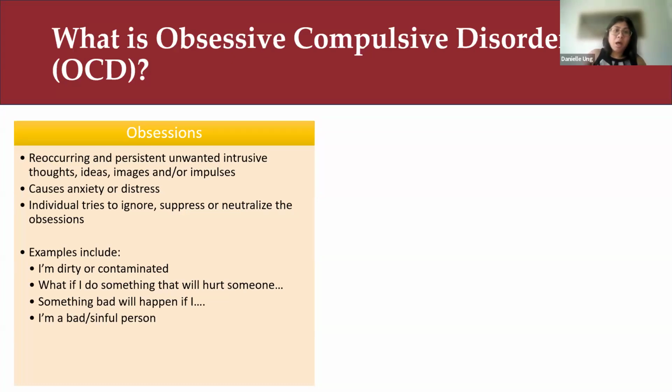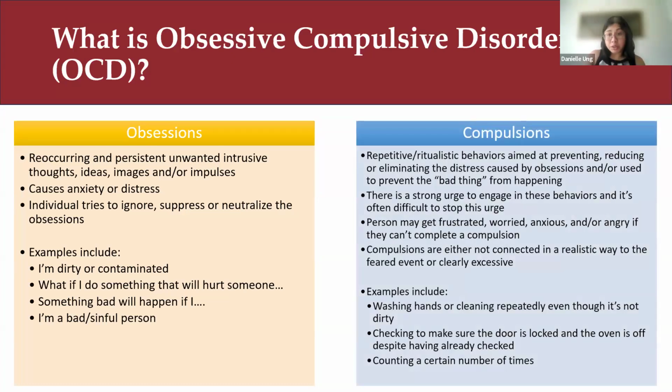Okay. The next thing we're talking about are compulsions. So compulsions are often in response to the obsessions, okay? They are repetitive, ritualistic behaviors that are aimed at preventing, reducing, or eliminating the distress that's caused by those obsessions, or they're often done to prevent the bad thing from happening. There's often a strong urge to engage in these behaviors, and it may be really difficult to stop this urge. When prevented from engaging in those compulsions, that person might get very frustrated, worried, anxious, or even angry if they can't complete that compulsion.